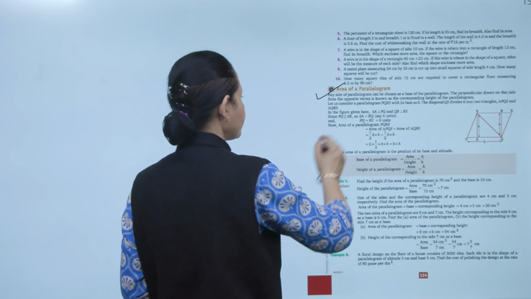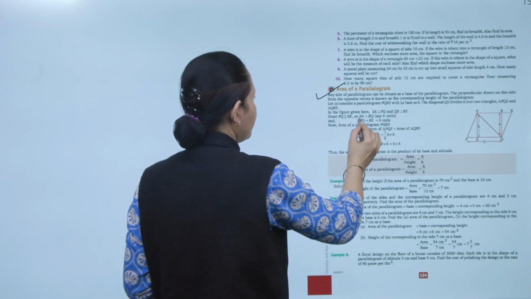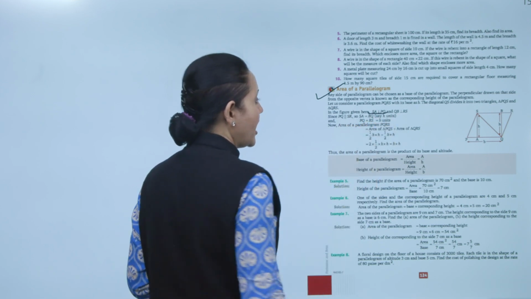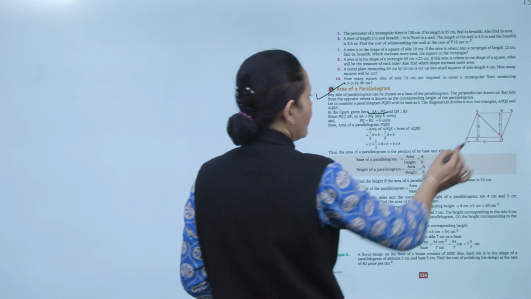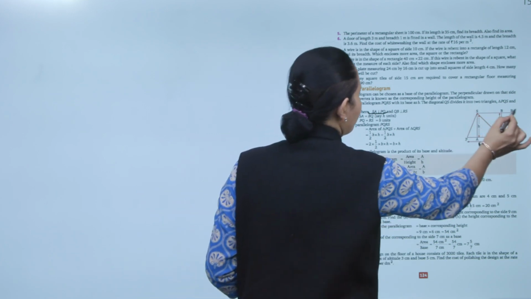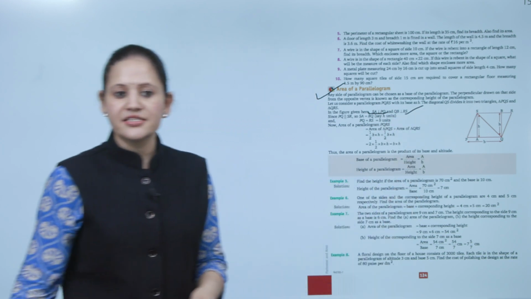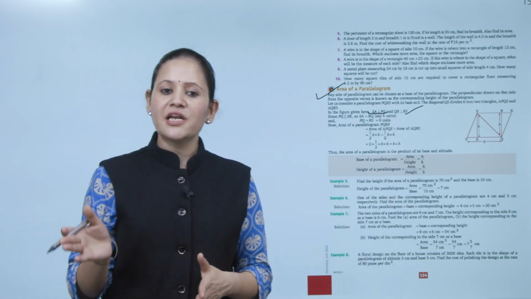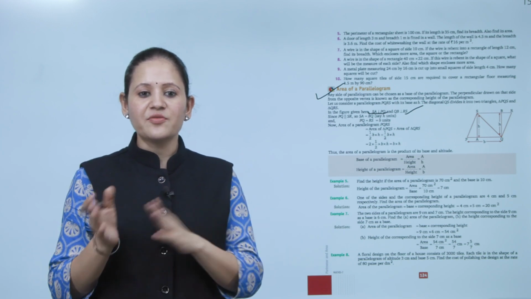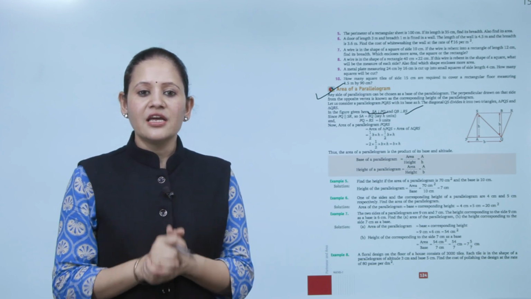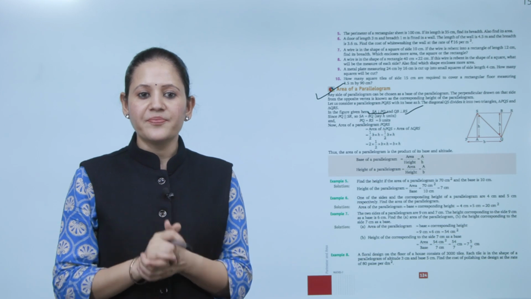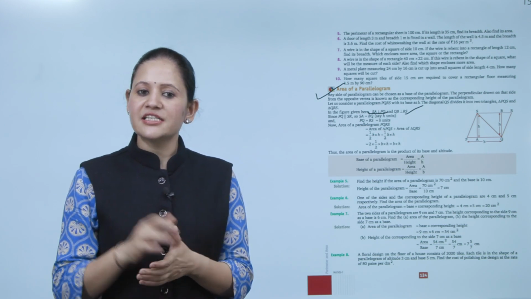Here you can see SA is perpendicular to PQ. Clear? SA is perpendicular to PQ and QB is perpendicular to SR or RS. Since PQ is parallel to SR, SA equals BQ, where it is H unit. PQ equals RS, that is B unit.